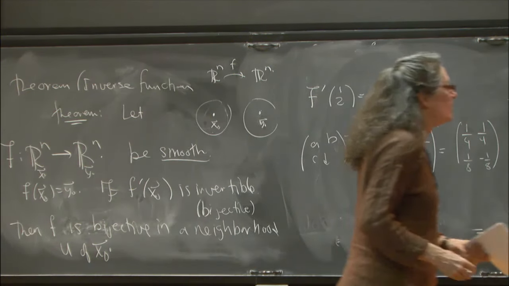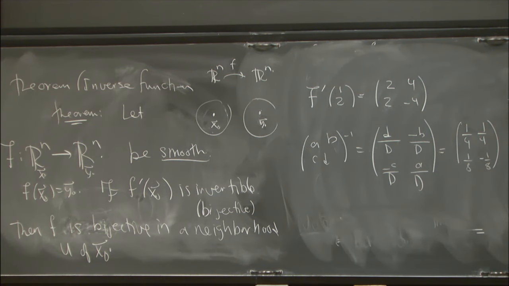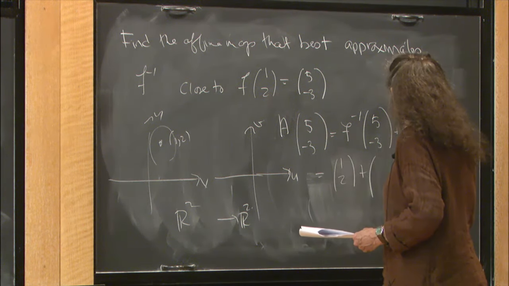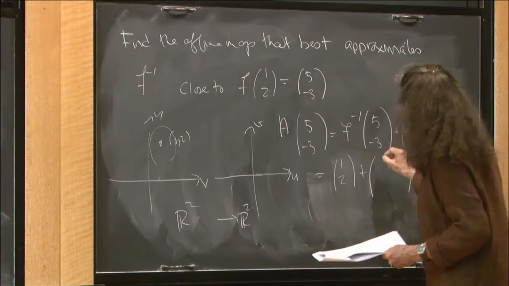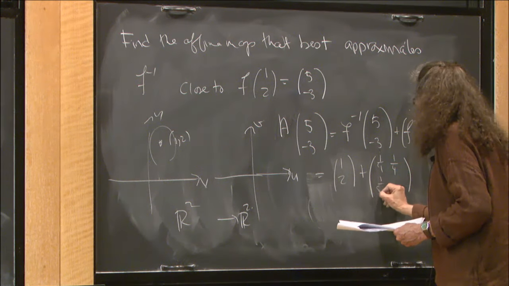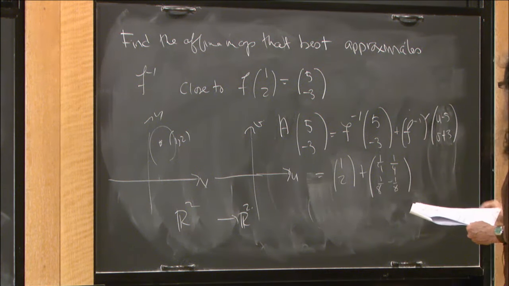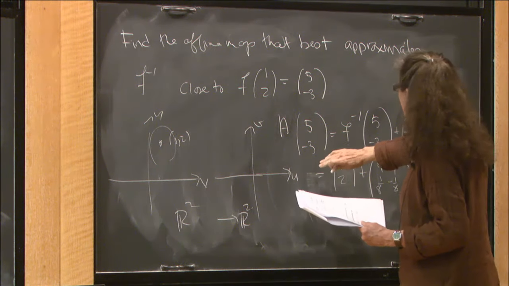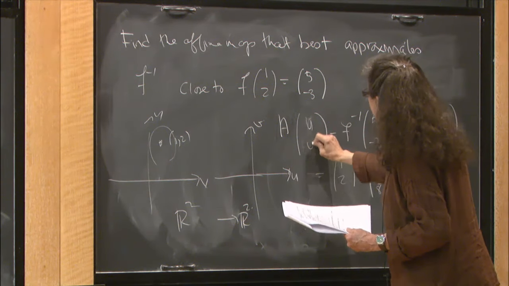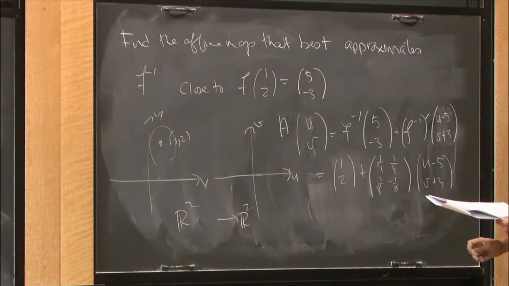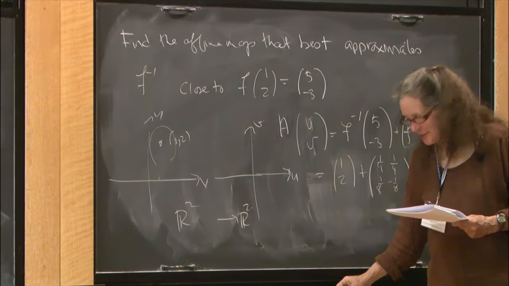So the affine approximation is 1, 2, plus this matrix, 1/4, 1/4, 1/8, minus 1/8, times u minus 5, v plus 3. So this should be the affine approximation of u, v. Okay, I'll stop there. Thanks.